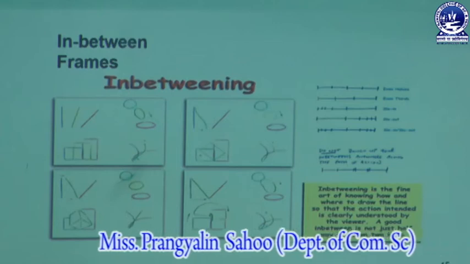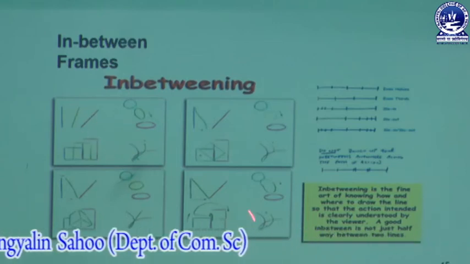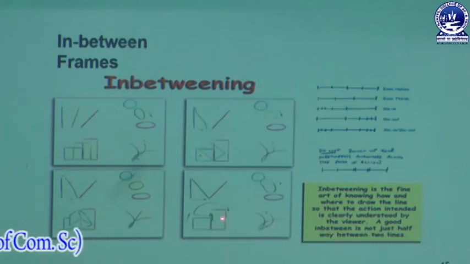That means the first drawing provides the starting point and the second provides the ending, but the in-between is the fine art of knowing how and where to draw the line so that the action intent is clearly understood by the viewers. A good in-between is not just halfway between the two lines.